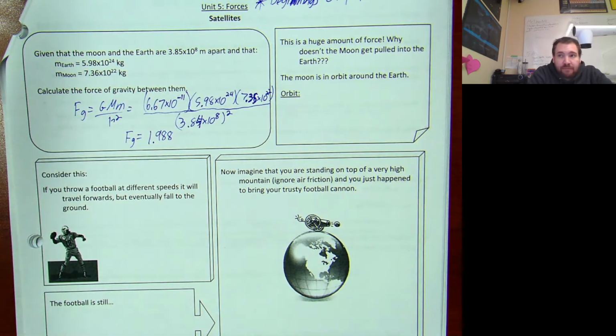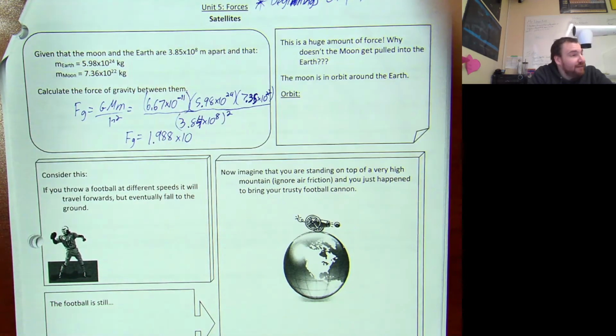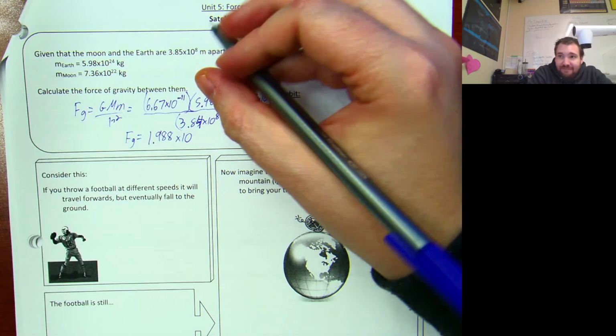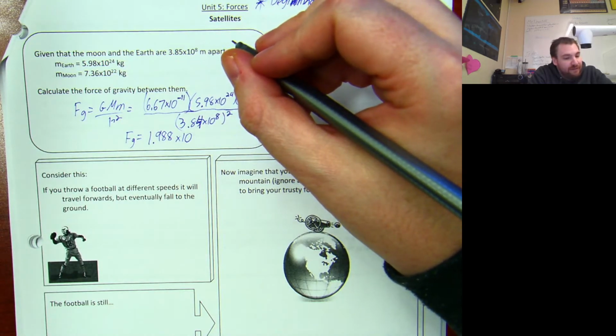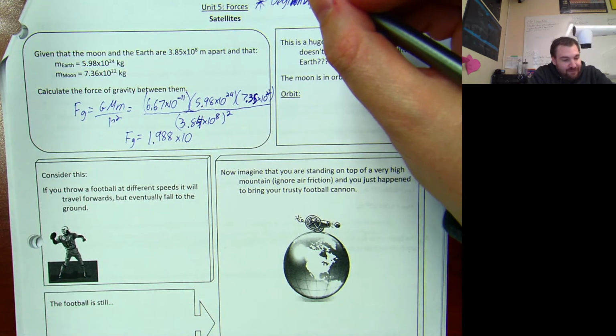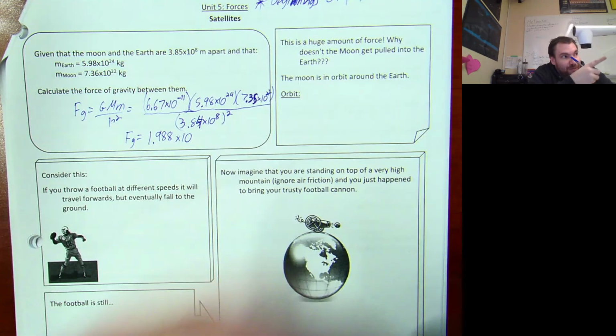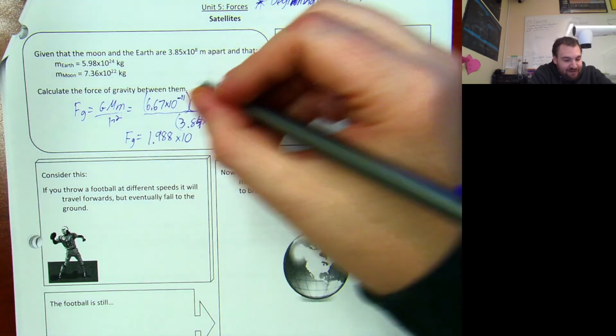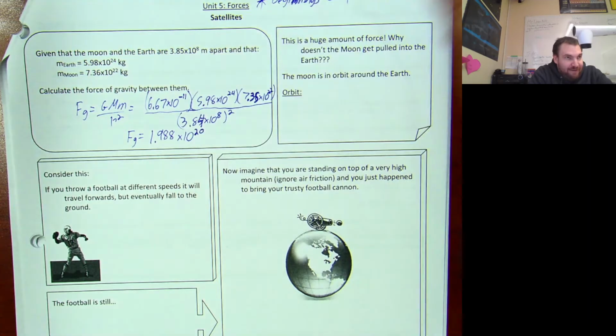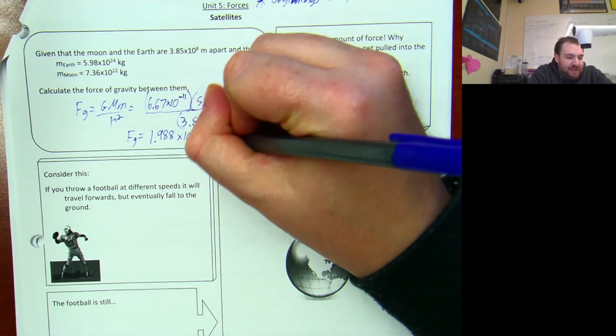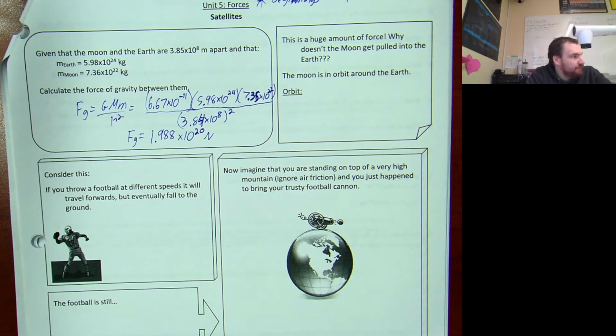1.988. There it is. Times 10 to the what? 20 or 28? I got 20. Double check. Okay, so now we've established that there was a mistake in there. 1.988 times 10 to the 20 newtons. That is a massive number.